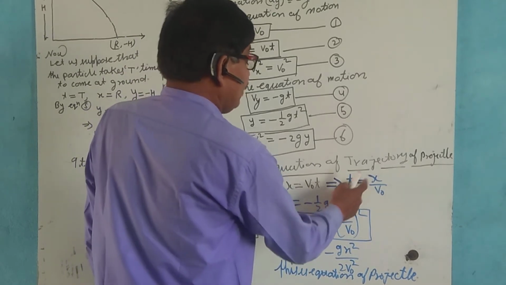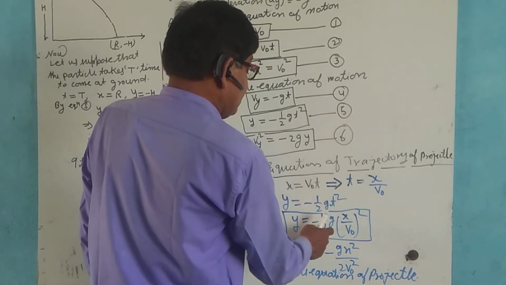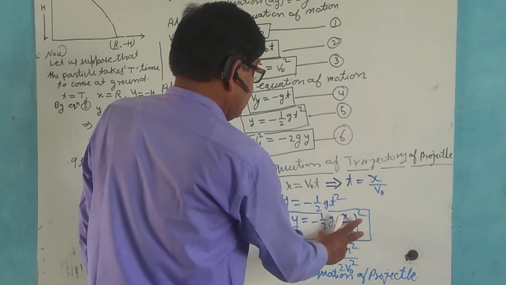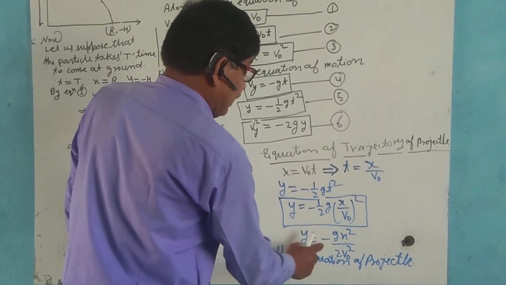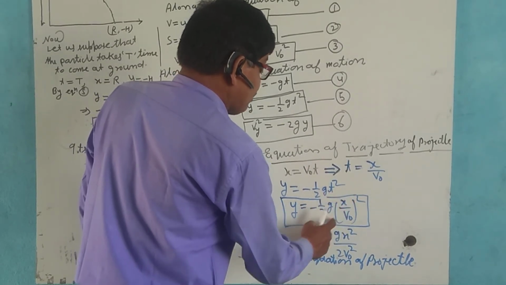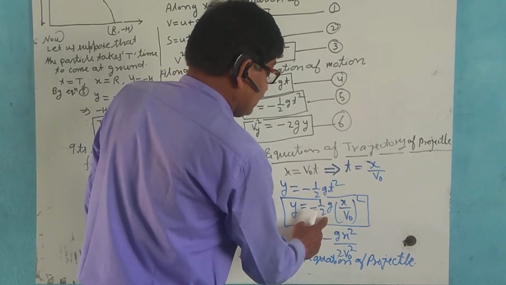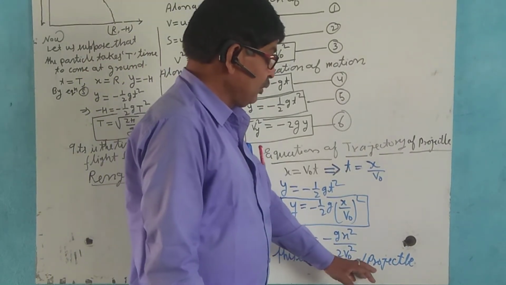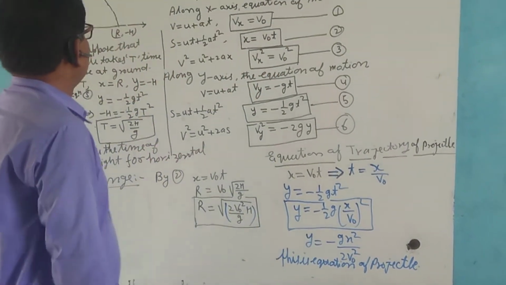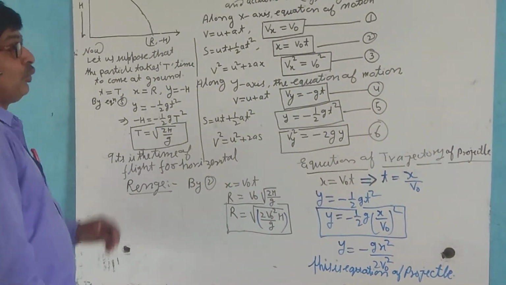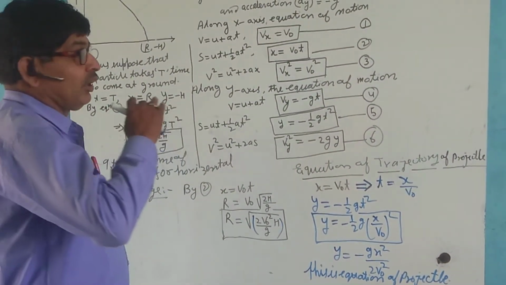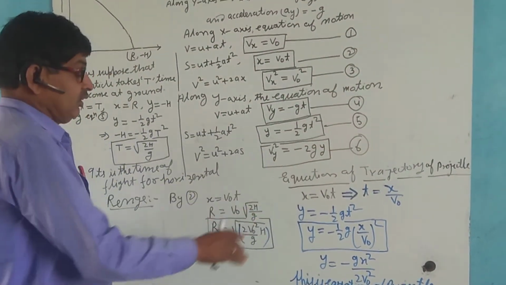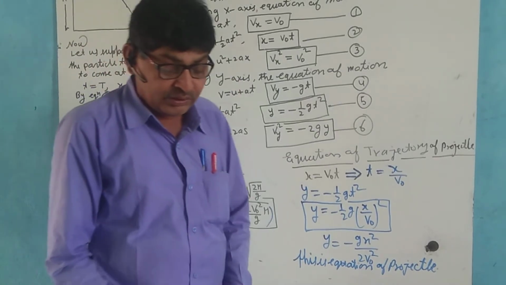We put the value of t from here: half g t square, where t is x by v0, squared, and this is opened here, minus g x square by 2 v0 square. This is the equation of projectile motion, if the body is thrown parallel to the x-axis at any height.